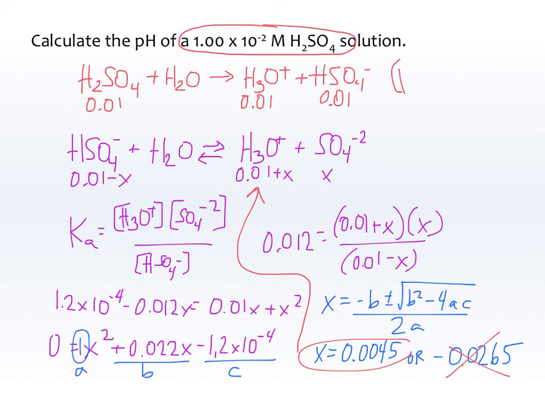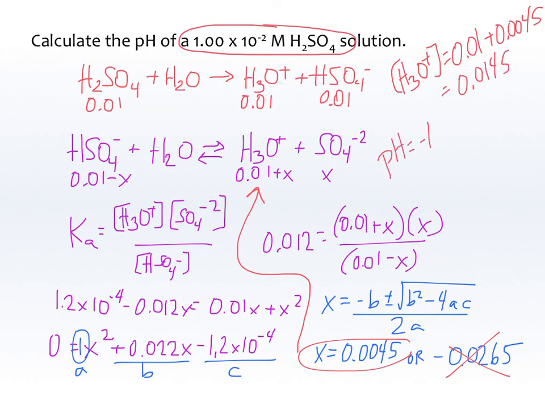So my H3O+ is 0.01 plus 0.0045, which is equal to 0.0145. So pH, the negative log of 0.0145 is equal to 1.84.